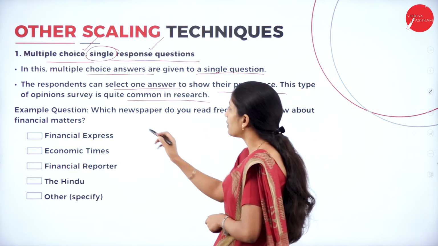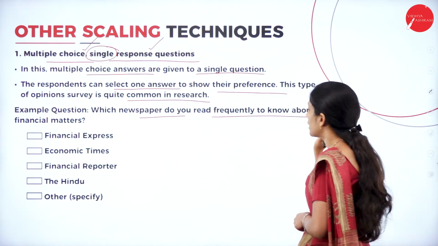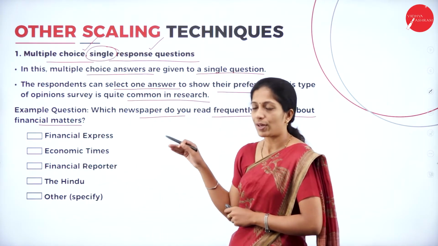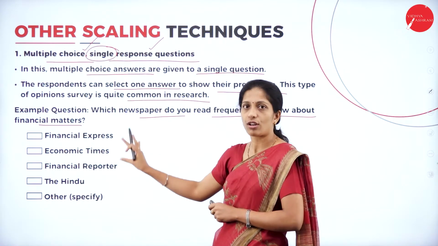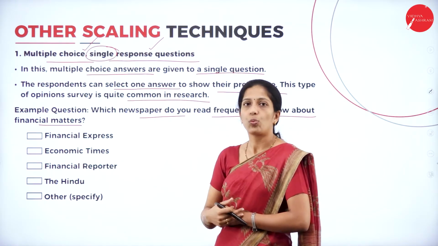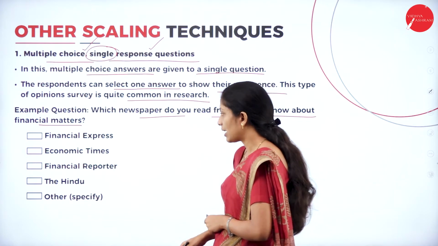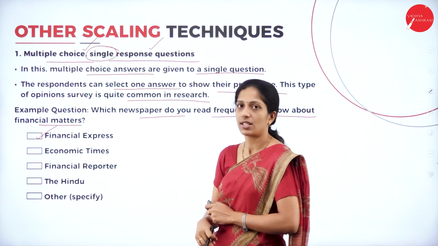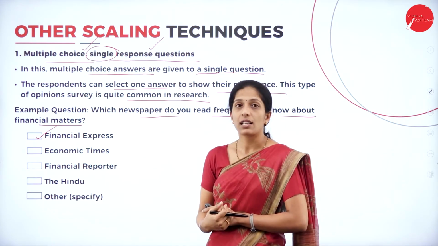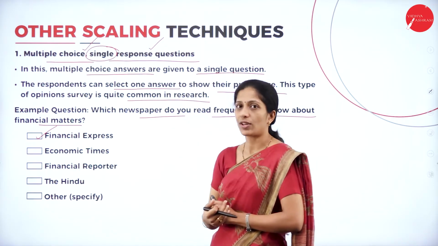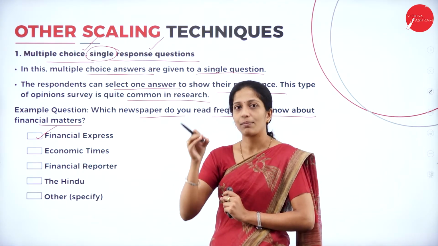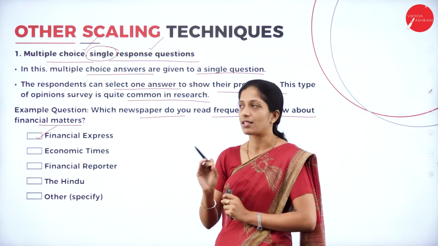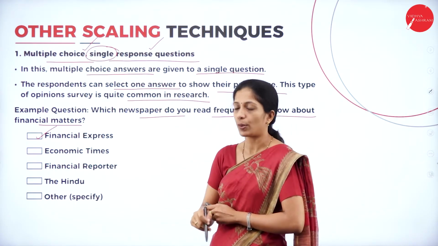So for example, which newspaper do you read frequently to know about financial matters? So this is a question. Now here the respondents have been given a lot of options, out of which any one of them has to be selected by the respondents. For example, here Financial Express. So only one answer. So this is known as what? Multiple choice single response questions. The questions will be like multiple choice questions, but the respondent has to give only one answer. So it is called single response questions.